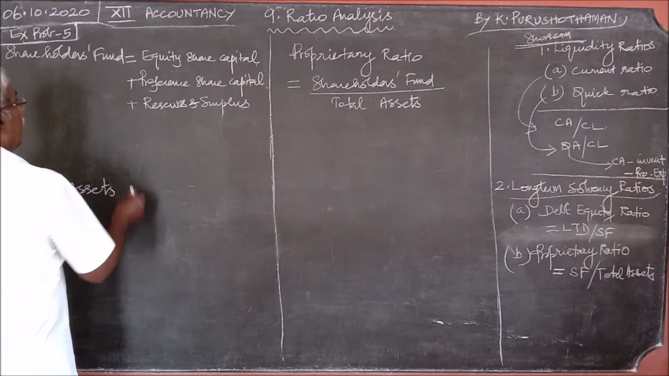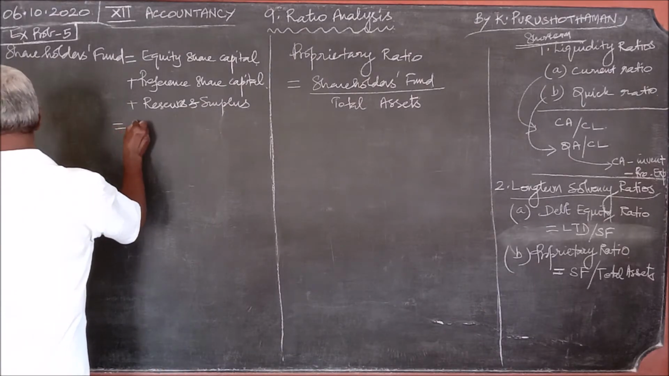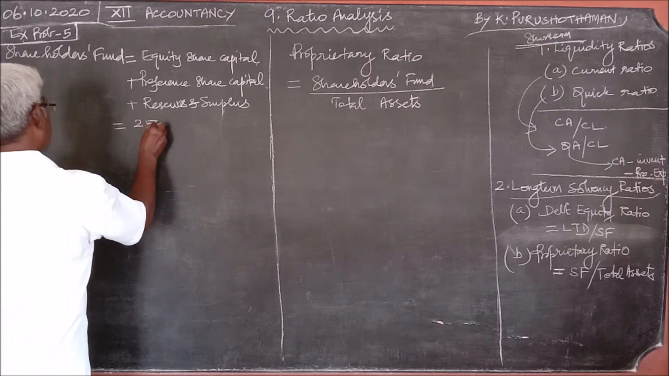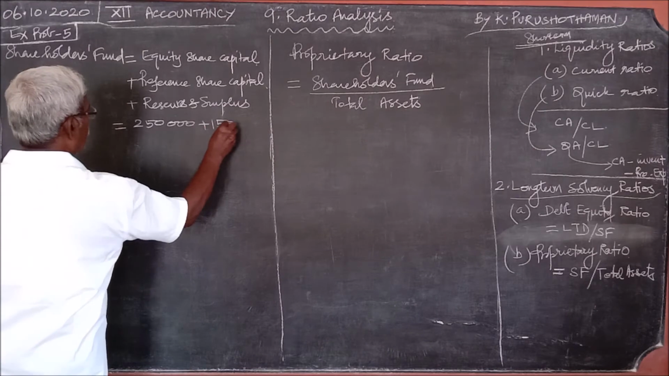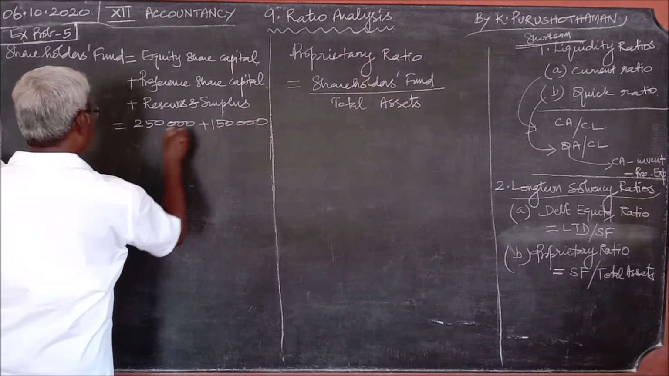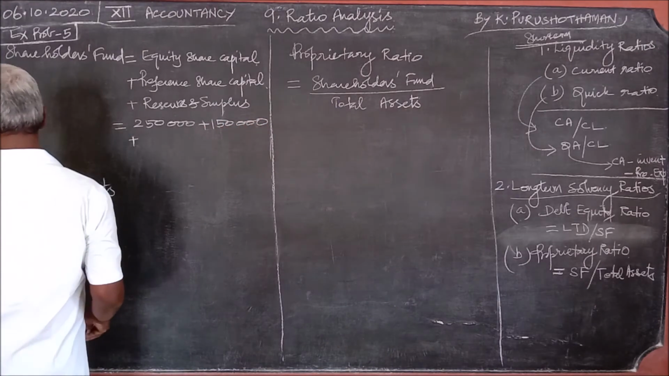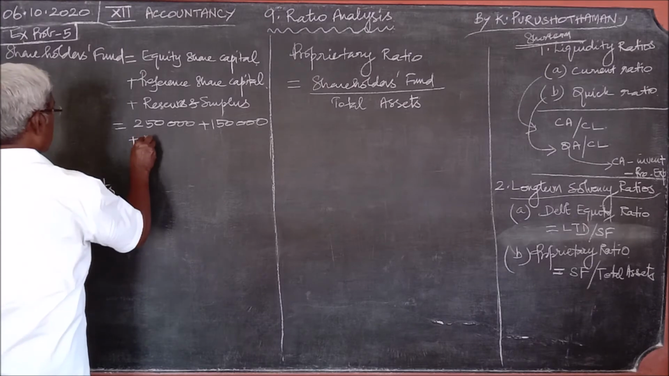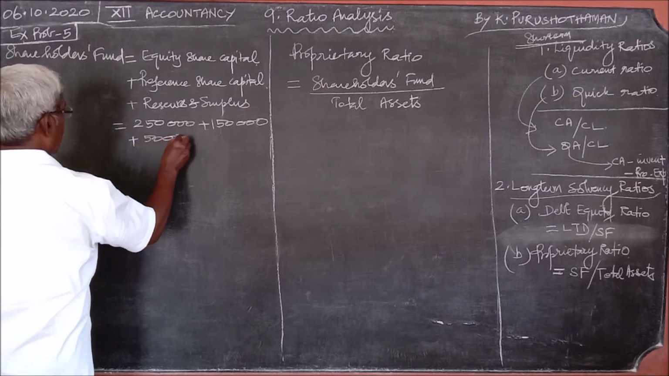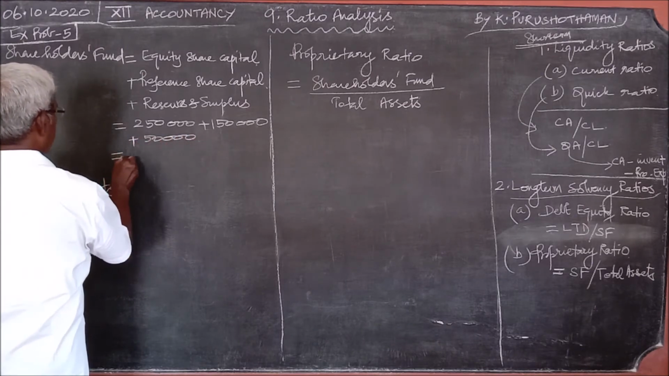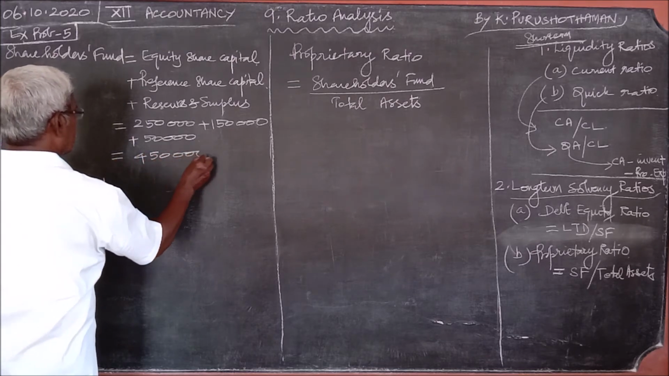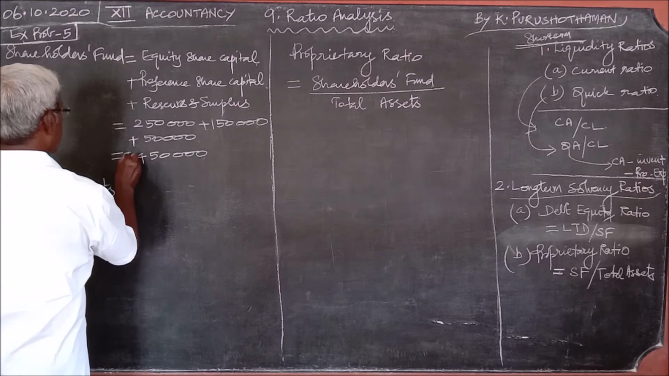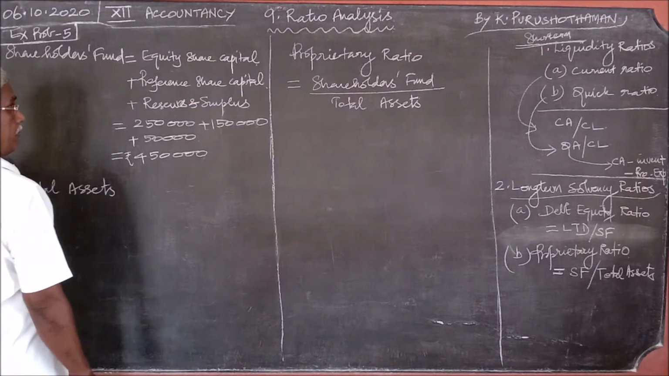Now we can write the amount here. This is equal to 2,50,000 plus 1,50,000 plus the third amount is 50,000. So the total will be 4,50,000. This is the shareholders fund.